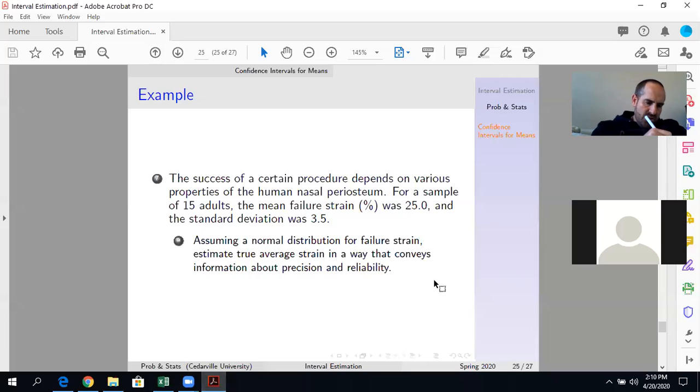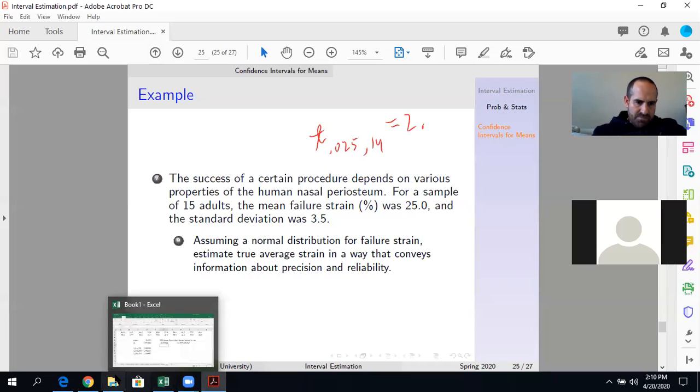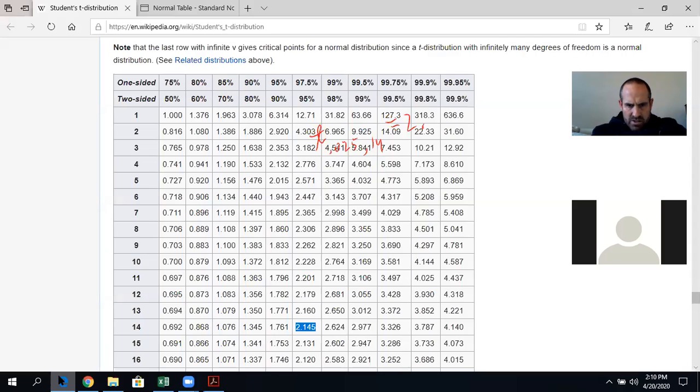Okay. So T sub 0.025, 14. 2 point, what was it again? So, can someone help me out? 2 point what? 2.145.